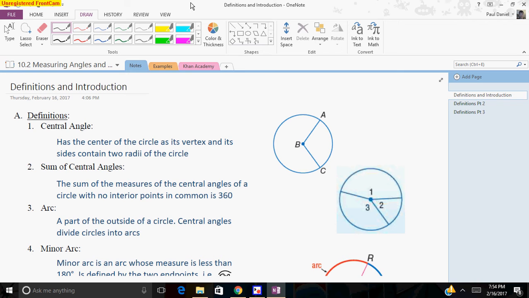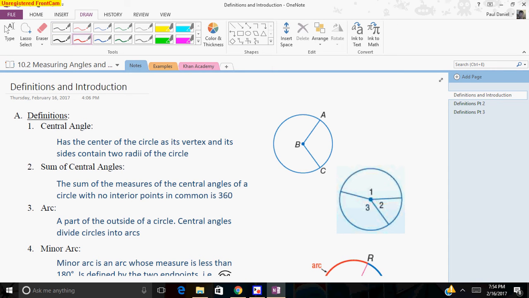Alright, so we're going to continue our discussion about circles today. Today's whole lesson is going to be about angles and arcs. We're going to spend a lot more time on arc length than we are on angles, but the two values are interrelated. So let's first talk about what a central angle is.